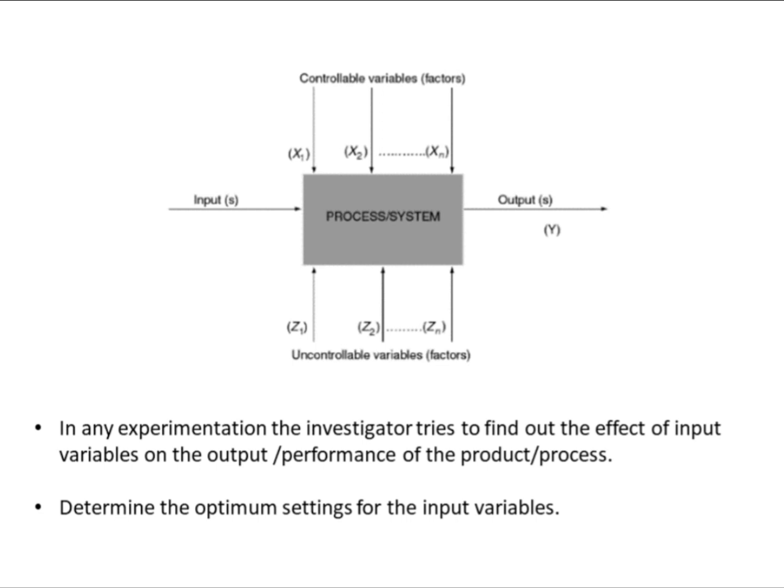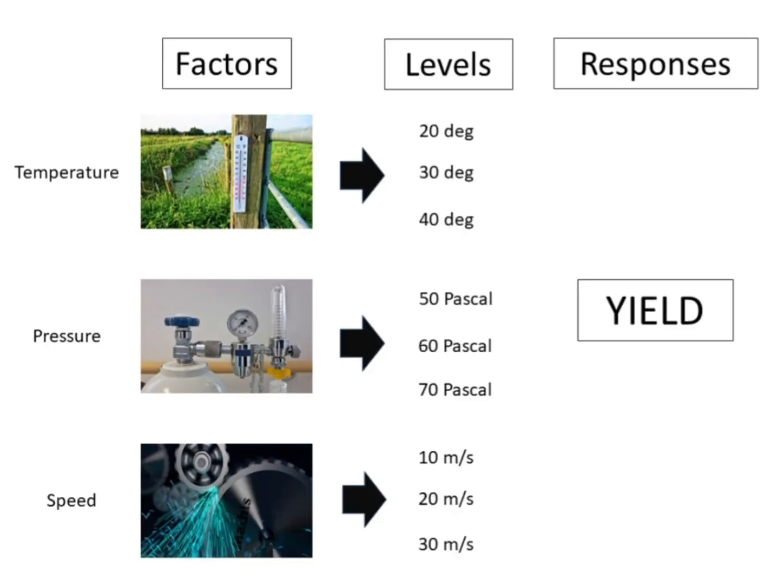In any experimentation, the investigator tries to find out the effect of input variables on the output performance of the product or process. This enables the investigator to determine the optimum settings for the input variables. Factor is a variable or attribute which influences or is suspected of influencing the characteristic being investigated. All input variables which affect the output of a system are factors. Factors are varied in the experiment. They can be controlled at fixed levels. They can be varied or set at levels of our interest. They can be qualitative or quantitative. These are also called independent variables.